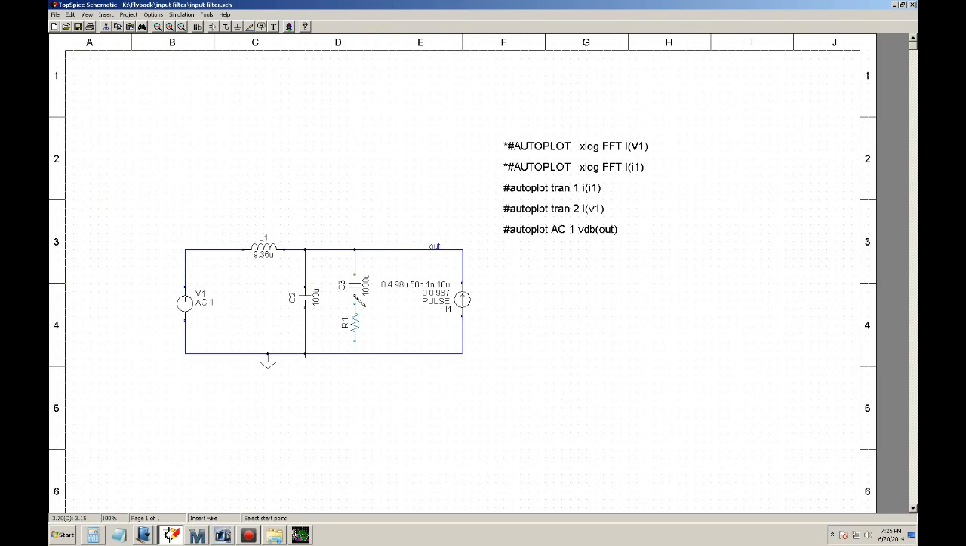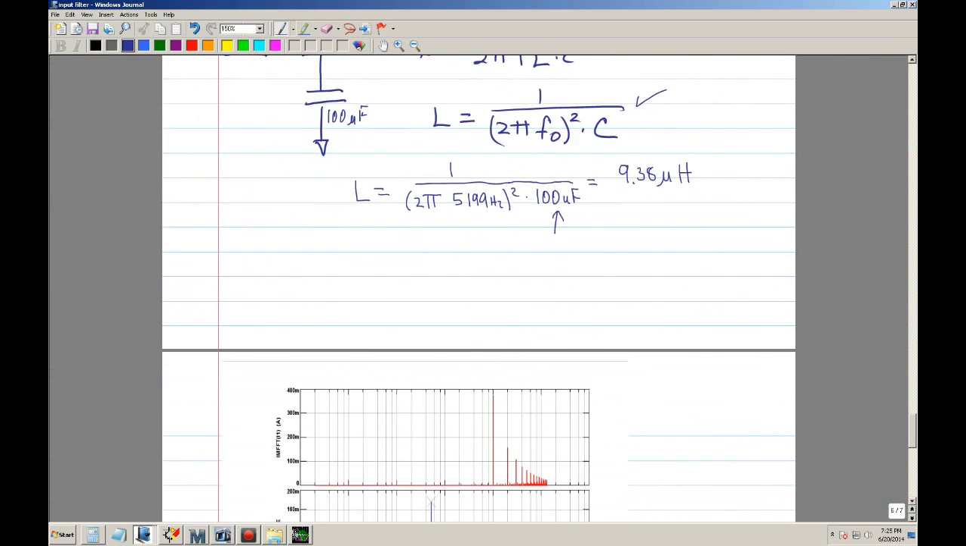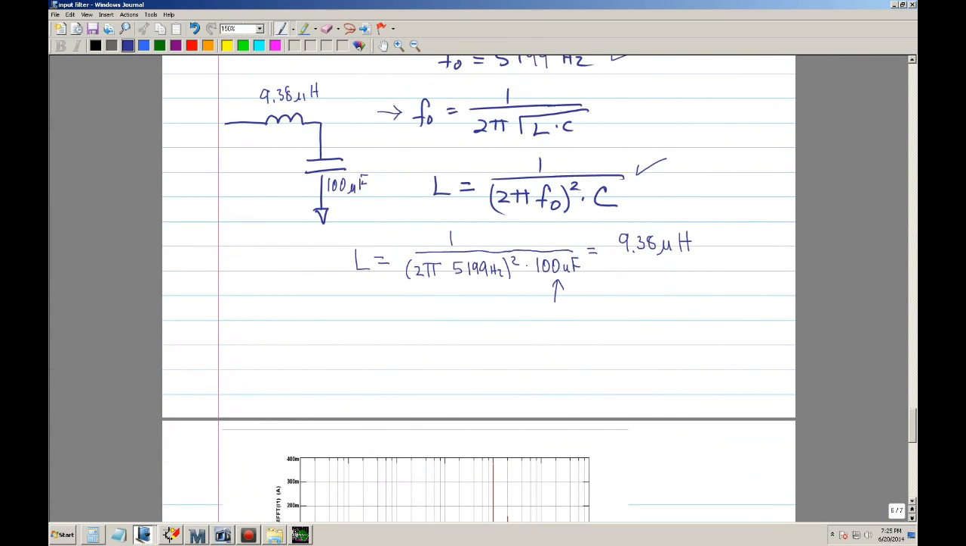Now, how do you calculate the value of the resistance? That would be the next question. Well, actually it's fairly easy. The damping resistor is going to be equal to the characteristic impedance of the circuit, which is L and C. So in this case, we'll get the square root of 9.38 microhenries divided by 100 microfarad, and let's see what we get.